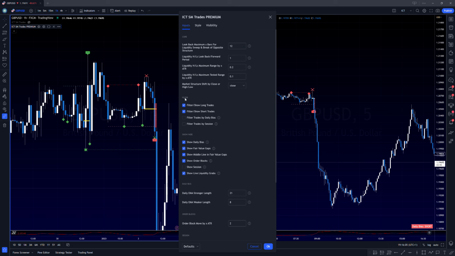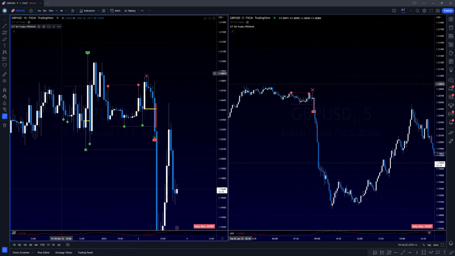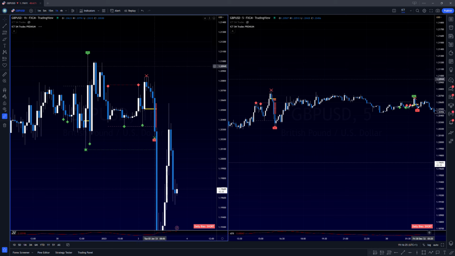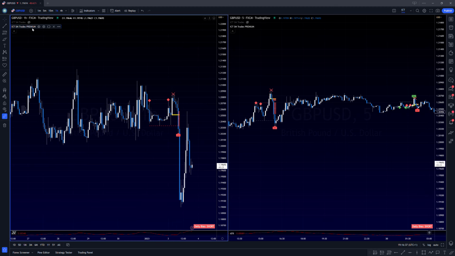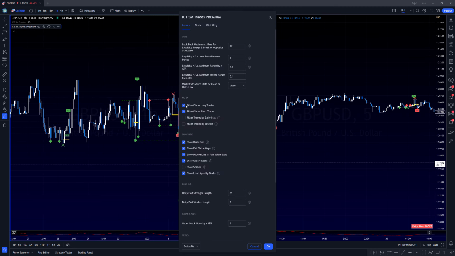So next section is filter. You can filter or show only long trades or only short trades. This also applies, everything you set here also applies to alerts. So if I filter only, for example, short trades, okay, and the indicator is loading, we have to wait a little time and it should print only short trades. As you can see, it will print only short trades. So I check this back.